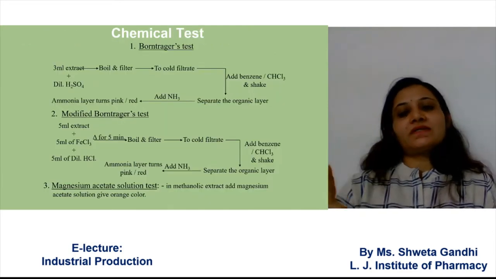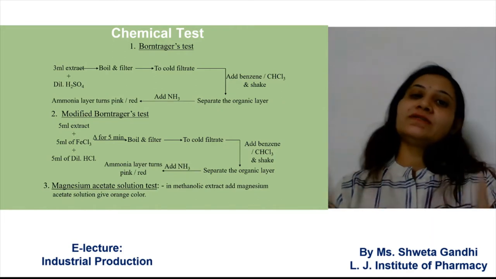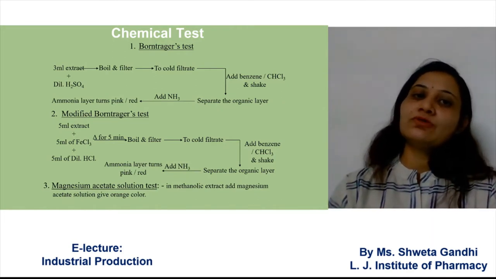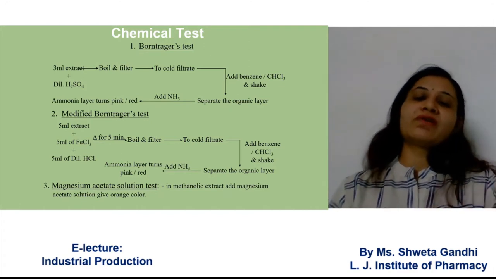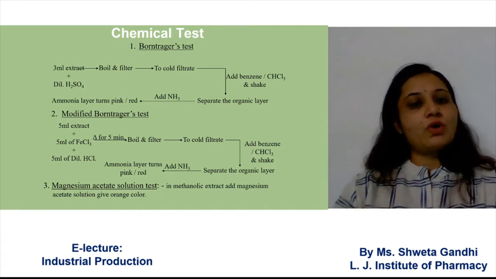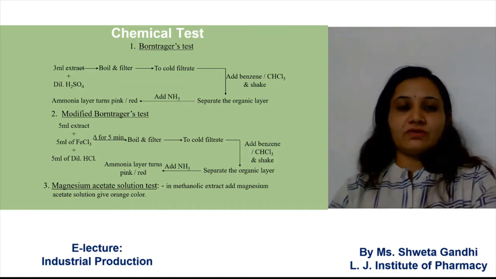Now the chemical test is also important, where there is a named test. For example, for sennosides the important Borntrager's test is used. So you can write that the chemical test used here is Borntrager's or modified Borntrager's. You can write any one of the tests.